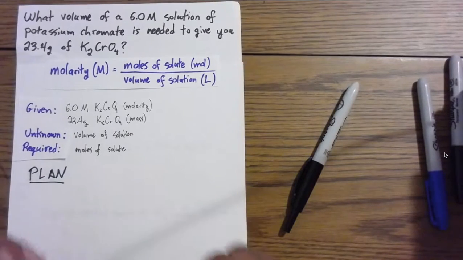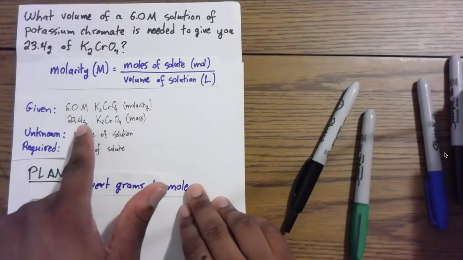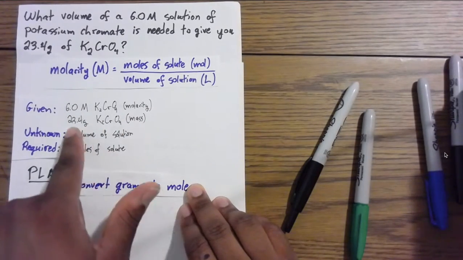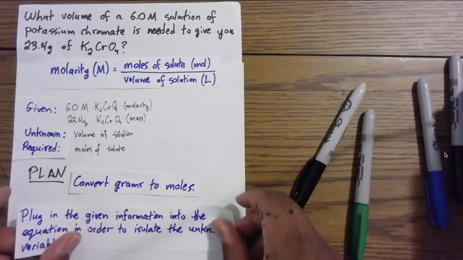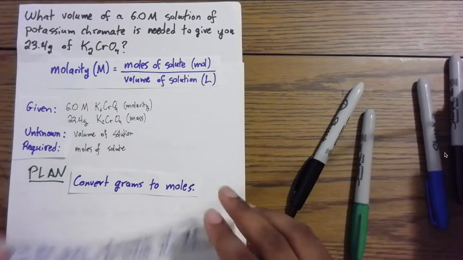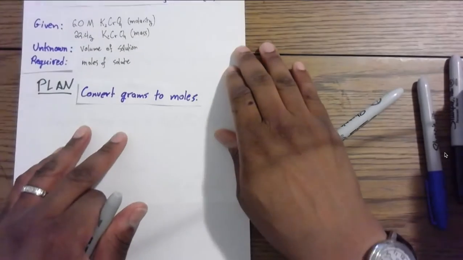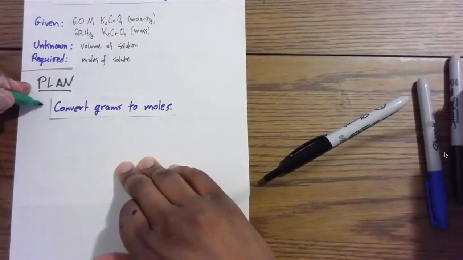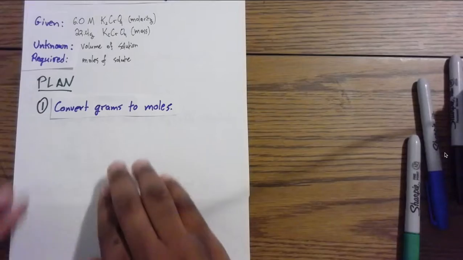So here is the plan for coming up with this answer. First thing we're going to do is convert these grams to moles to get the moles of solute, converting grams to moles. And then once we do that, we can just go ahead and plug the information into the equation in order to isolate the unknown variable. So that's our plan for moving forward with this type of problem. So let's start by tackling the first step in our plan, which is to convert from grams to moles.